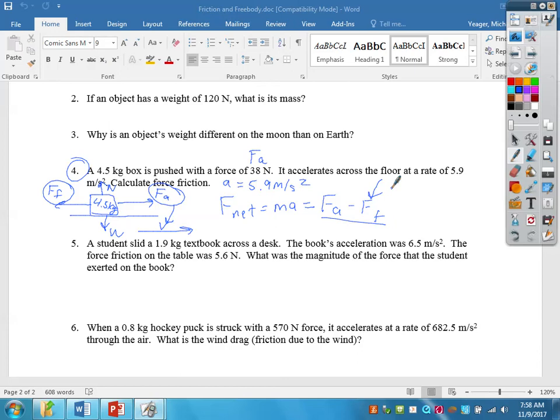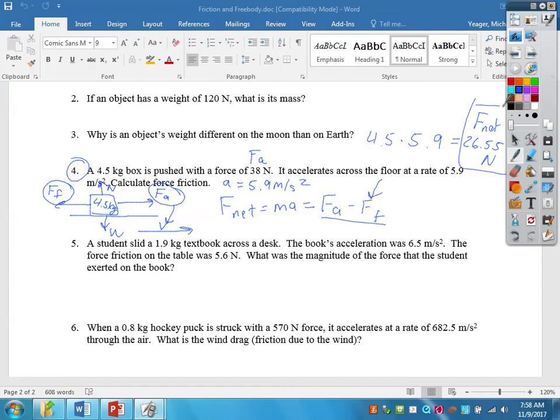Let's multiply those two together. So that would be 4.5 times 5.9. Let me get my calculator here. I'm going to do it right now. 4.5 times 5.9 is 26.55 newtons. This is my net force.